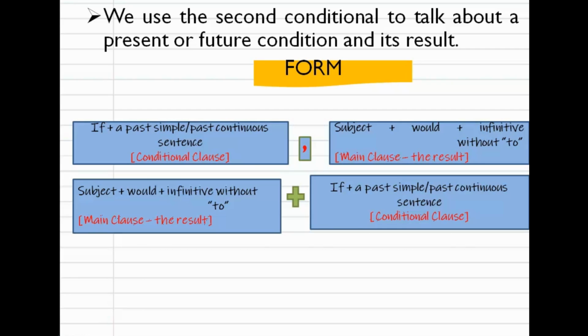As you can see on the screen, in the conditional clause, we use if and a past simple or past continuous sentence, and in the main clause, we use would with infinitive without to. As in other conditionals, you can start the sentence with the conditional clause or the main clause. But if you start with the conditional clause, don't forget the comma before the main clause.